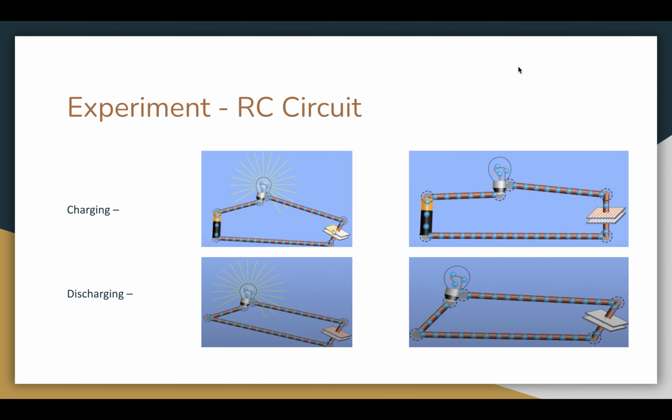For the second part of the lab, we had to create an RC circuit. What I did first was charge up the capacitor and was able to see that when it is charging up, the current is moving to the capacitor and the capacitor gains charge. Then, when we take out the battery, the capacitor loses charge, causing the current to leave the capacitor into the light bulb.